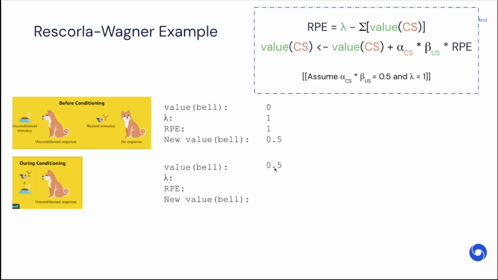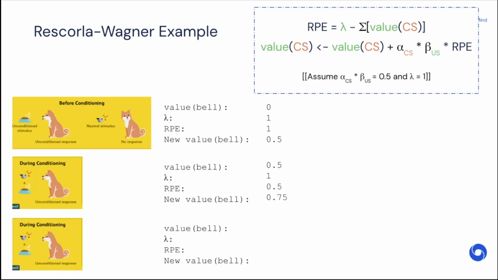So we start with a value of 0.5 this time. So what is lambda? Same as before? 1 again, we have the food. What's the RPE this time? 0.5. And what's the new value if you go through this equation again? 0.75. Wonderful. Okay, and we could keep doing this, right? Let's do one more. 0.75, lambda is 1. What's the RPE? 0.25, new value, and so on.